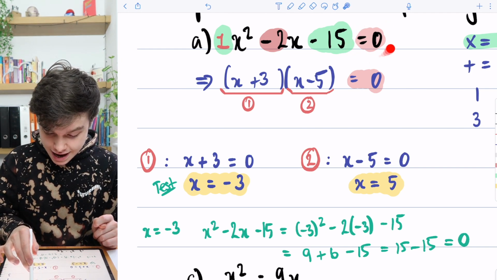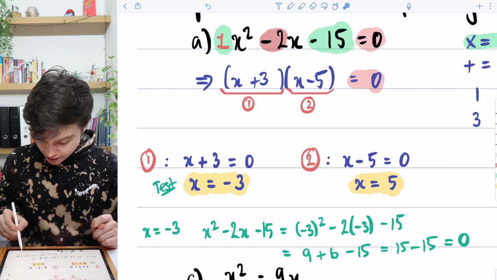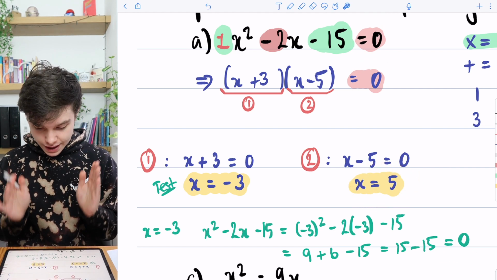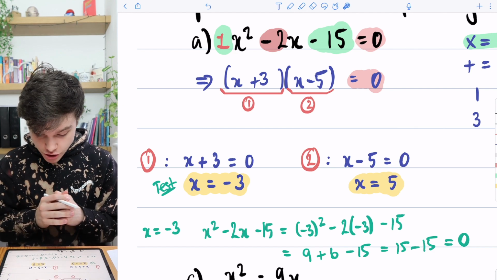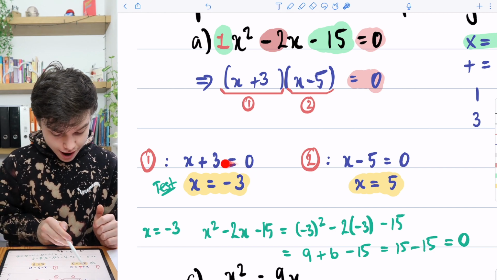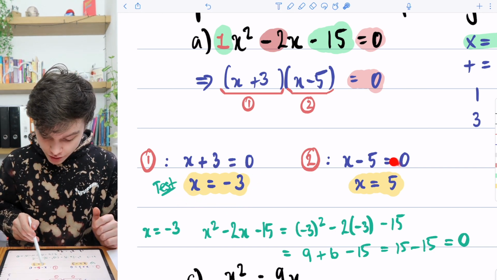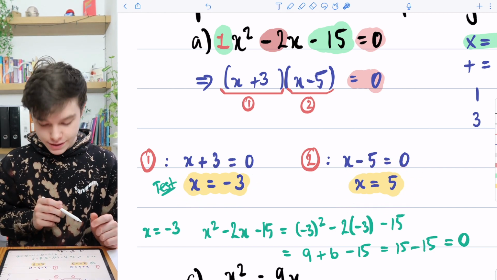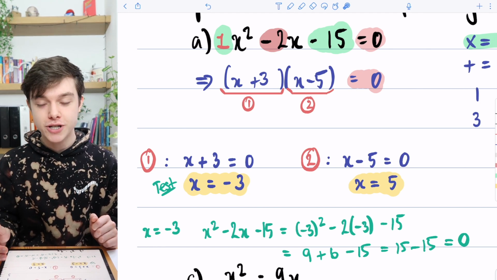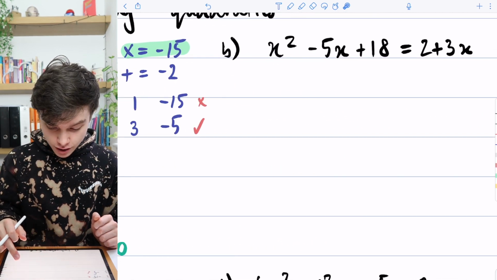And you can see here, that's exactly what we wanted our quadratic to equal. And if we test it with 5 as well, it will work the exact same. So we know that we have worked out the correct solutions. And so x equals minus 3 and x equals 5 is the solution, or the solutions, to our quadratic equation. Okay, let's have a look at B.